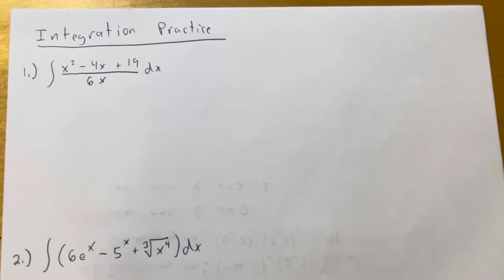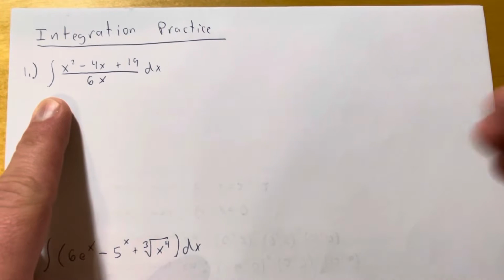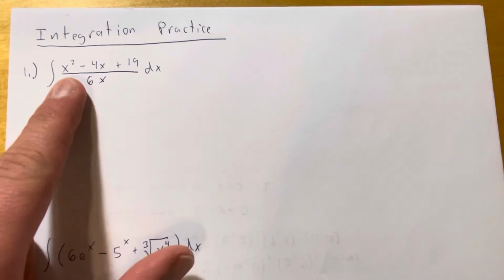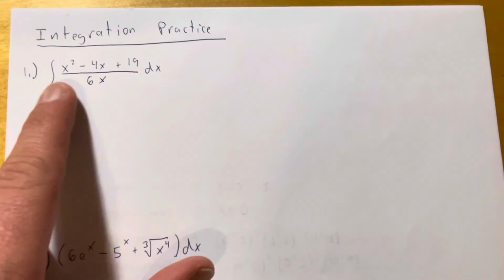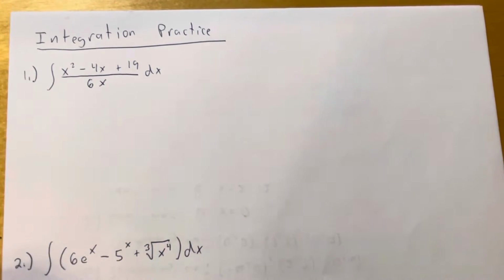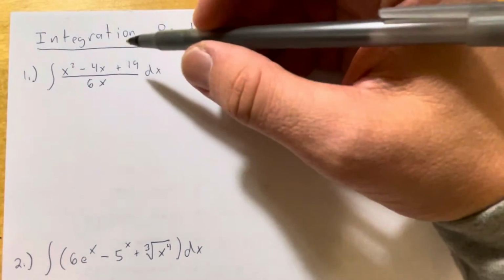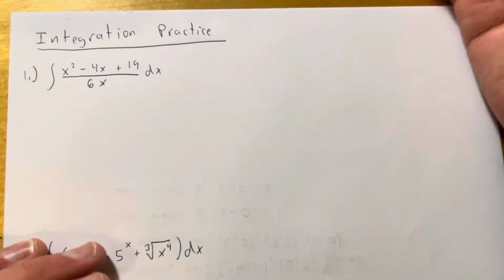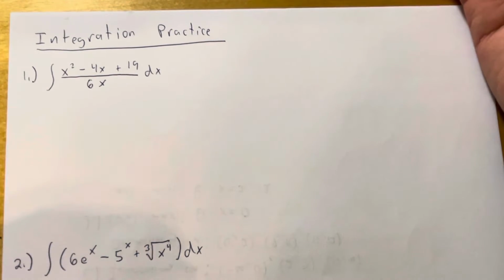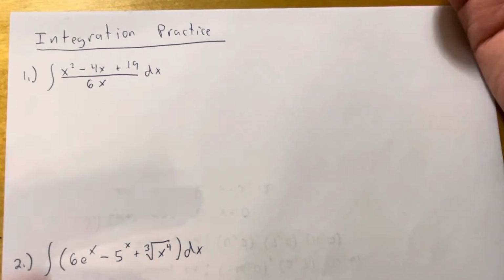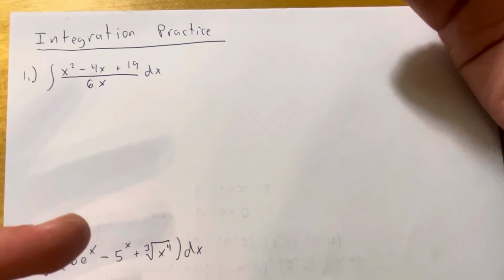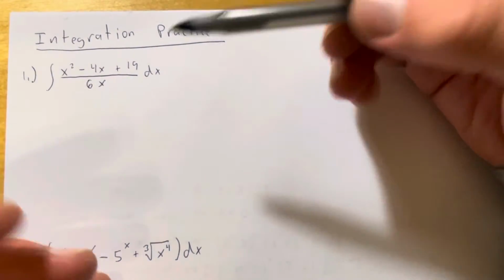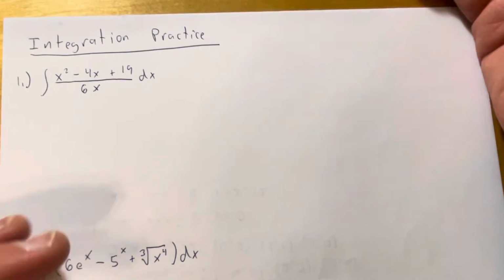So let's start with this first example. I want to take the integral, which remember is the same thing as the most general antiderivative of this function, x squared minus 4x plus 19 all over 6x. In order to do this problem, I can't really work with it the way that it's written because it's given to me as a quotient, and I haven't learned any rule that does the reverse of the quotient rule for derivatives. Remember, if we're taking antiderivatives, that's basically like taking derivatives in reverse. But we haven't learned a way of dealing with quotients in a general sense.